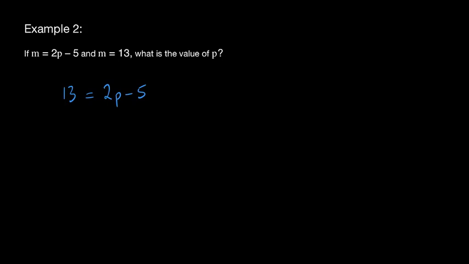So we need to undo this. I need to move that minus 5 to the other side. I need to do the inverse. So minus 5, the opposite is plus 5. That will give me 18 is equal to 2p. 2p, that means 2 multiplied by p. So now I need to do the inverse, which is to divide by 2. So therefore 9 equals p, or I can rewrite that the other way, p equals 9. So sometimes with these, you may substitute a value in, and then you need to undo the equation to solve.